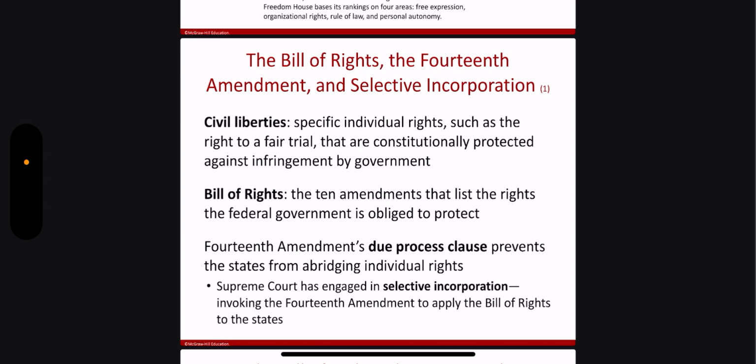Now, as we go through the civil rights unit and civil liberties units, what we're talking about here is three big concepts. And that has to do with the items found in the Bill of Rights, the 14th Amendment, and this idea of selective incorporation, which we'll talk about in a moment.